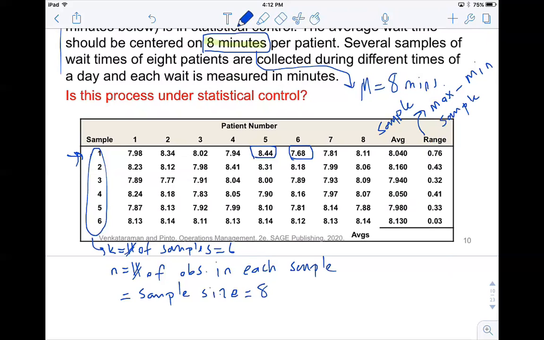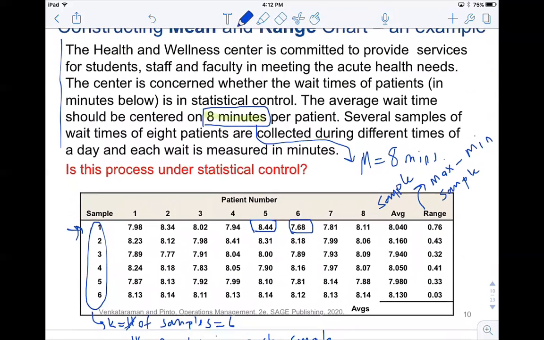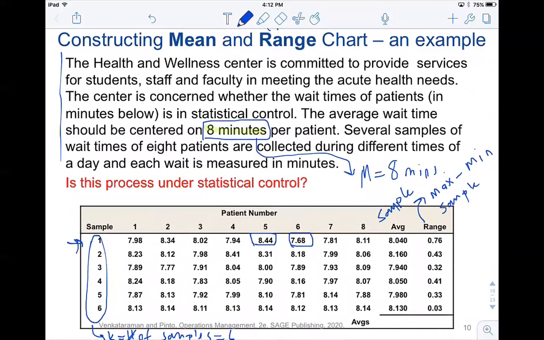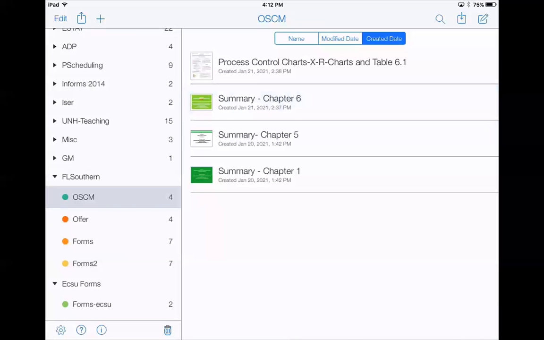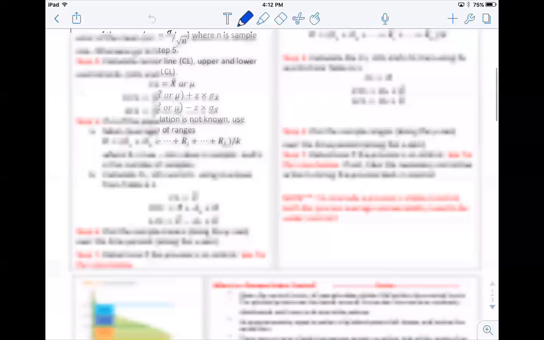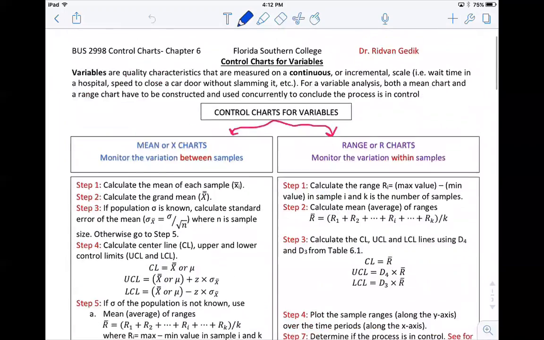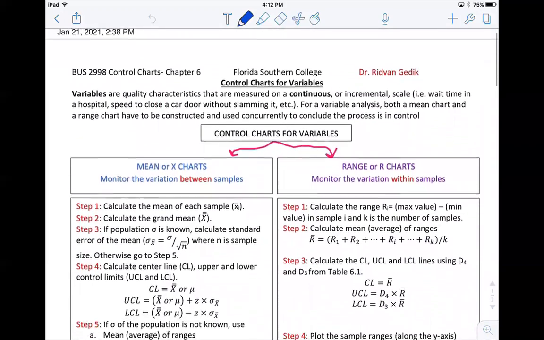Okay, before I go further down with the solution, I'm going to remind you what we have as a resource. If you look at your materials posted online, you will see that I posted this nice summary table.